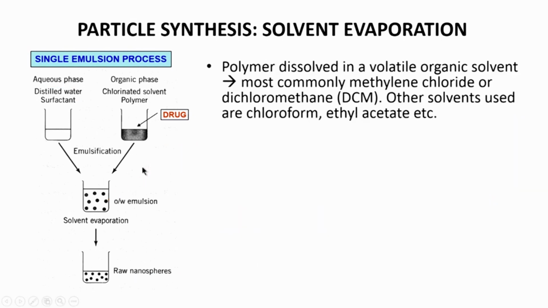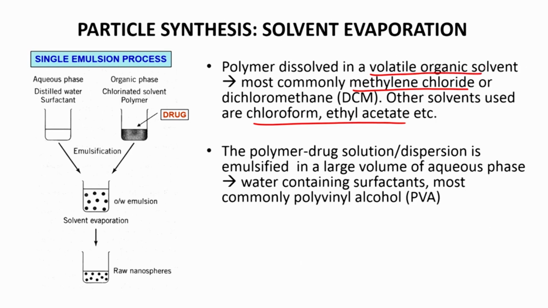And then the polymer is typically dissolved in some volatile organic solvent. As I said, one of the most commonly used is methylene chloride or DCM. Other solvents like chloroform and ethyl acetate are also used, but they have to be volatile, right. If they are not volatile, then this process will take forever to evaporate, and they have to be more volatile than the water, because you do not want the water to evaporate first. The polymer drug solution dispersion is emulsified again in a large volume. So this is going to be in excess, whereas this is going to be limited.